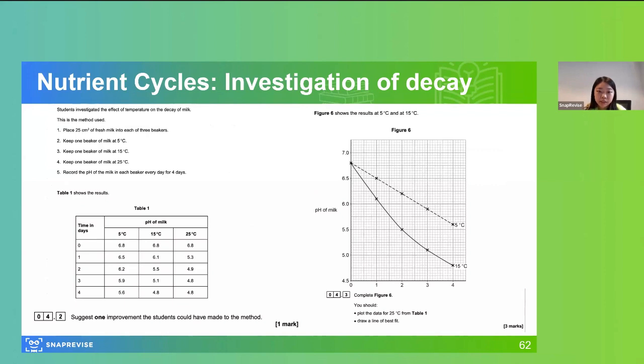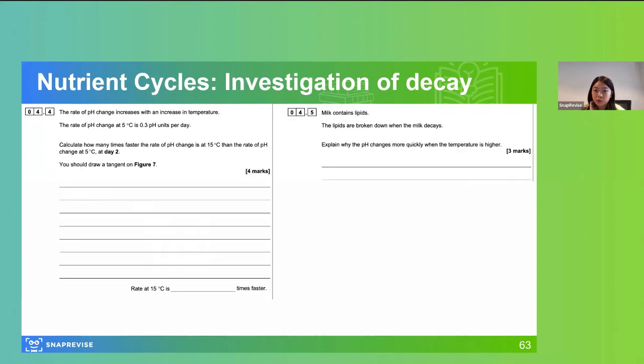So here, this is a math question. Look through this; we're not going to go through it. On 4.5, it tells you milk contains lipids, and lipids are broken down when milk decays. It's asking you to explain why the pH changes more quickly when the temperature is higher. As temperature increases, the rate of decay increases because there's more kinetic energy. The lipids are broken down more quickly, so more fatty acids are produced. Therefore, the pH drops much more quickly because more fatty acids are being produced.